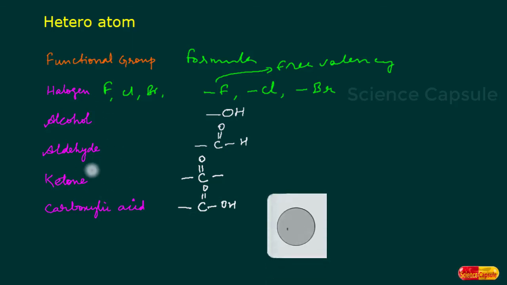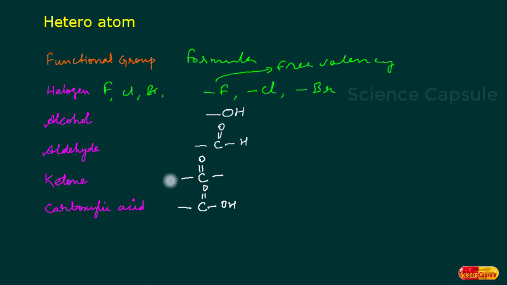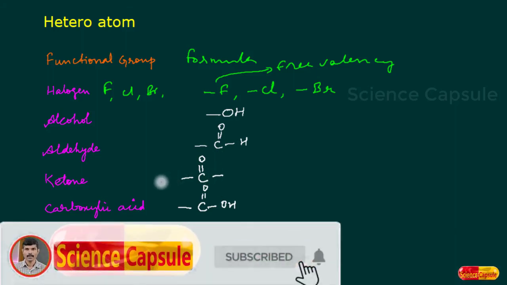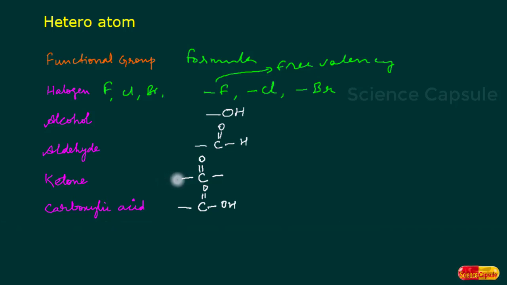Dear students, names of the functional groups and their symbols are given in your textbook at page number 66. Go through and learn all those things by heart. In the coming section we will be learning how these functional groups are used in carbon compounds, how these are named. So that's all we have in today's episode.